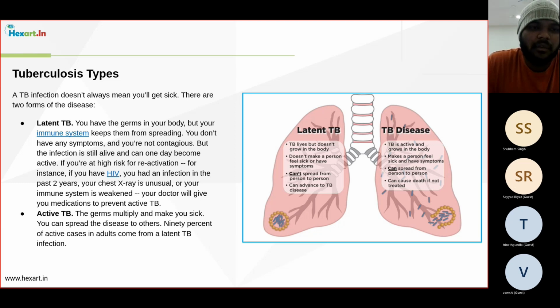Coming to latent TB, it is a non-active disease and we cannot observe the symptoms, but we can observe some abnormalities in our chest area. Whereas active TB is a kind of flu, and it spreads through humans. In recent days we have also seen COVID-19, which is also a flu that can spread to humans, and active TB is also one of that kind.